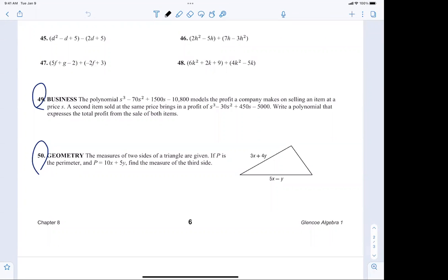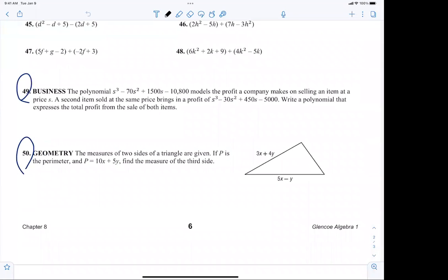Okay, now, again, business, the polynomial, models of profit. The second item sold at the same price brings a profit of that. Write a polynomial that expresses the total profit.